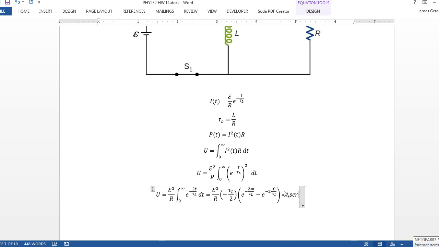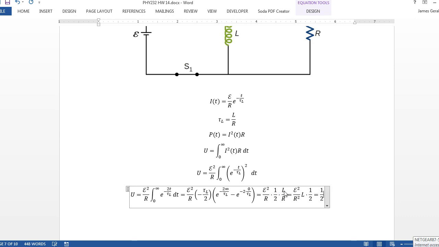And so we end up with script E squared over R times 1/2 times tau sub L, which is L over R. And this just gives us script E squared over R squared L times 1/2, right? I'm going to rearrange this a little bit and put 1/2 L.